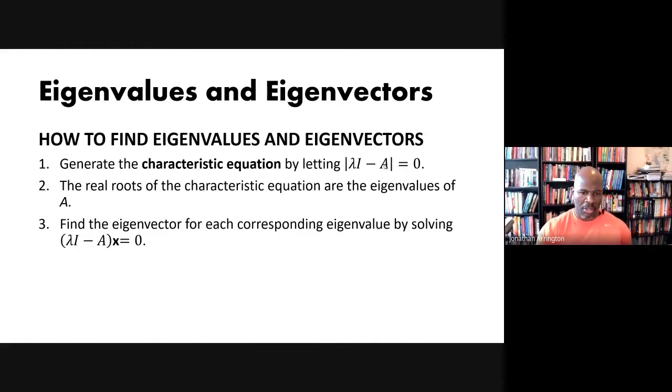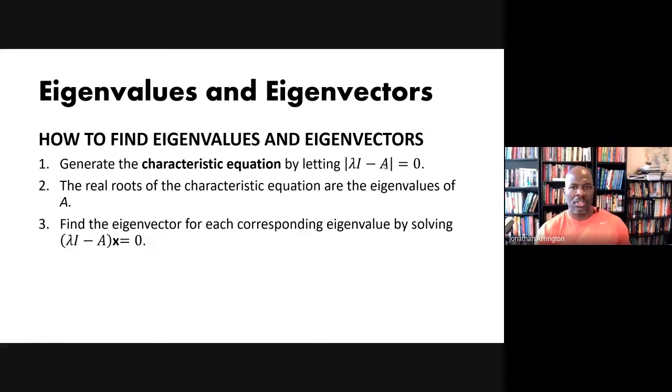So again, the determinant of lambda I minus A equal to 0 is going to give us an equation which we solve for lambda, the real values of lambda that solve that equation, the real roots. Those are going to be our eigenvalues. And then once we know our eigenvalues, we're going to find the eigenvector corresponding to each eigenvalue.